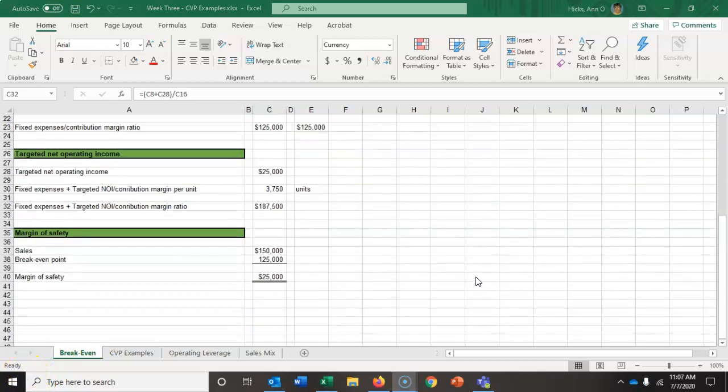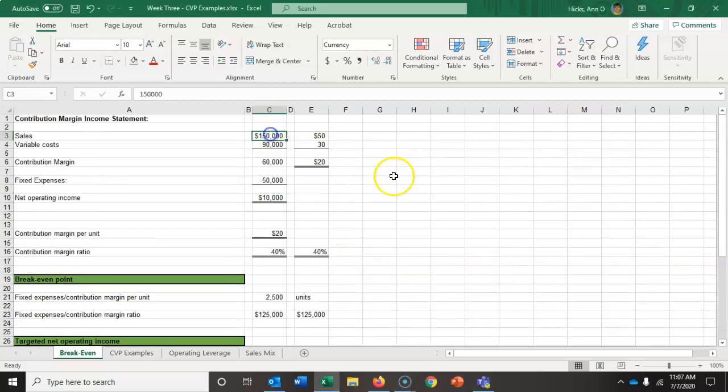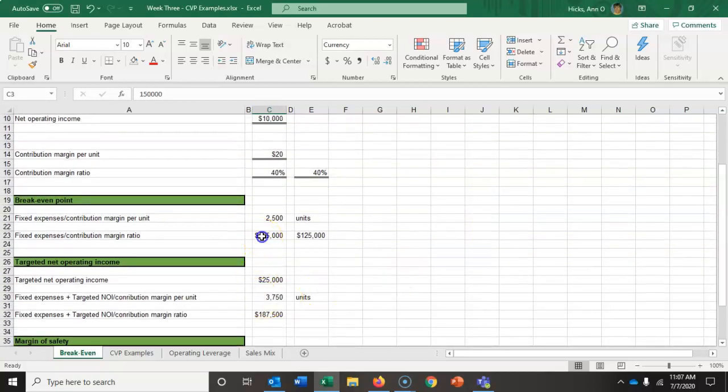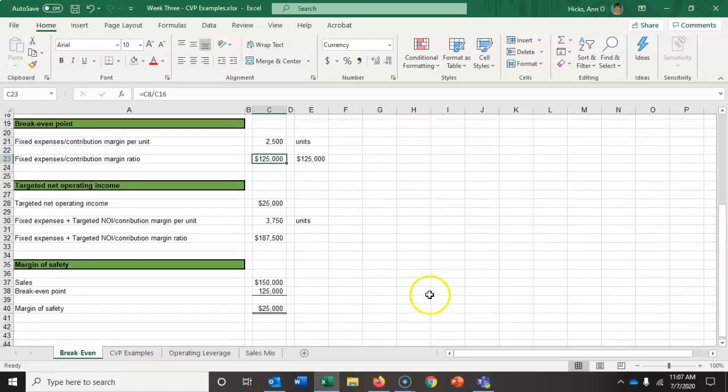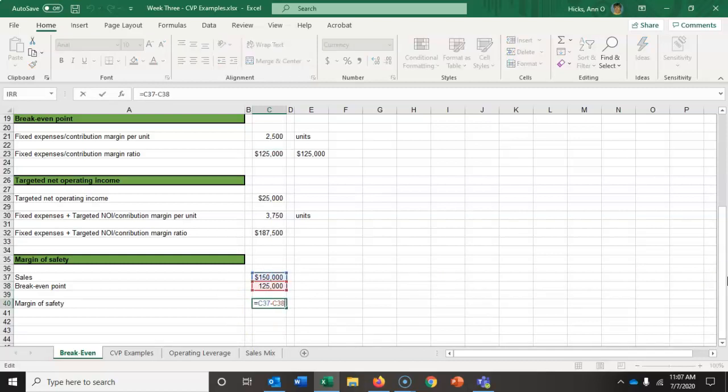One last concept before we leave this particular worksheet, and that is the margin of safety. The margin of safety is in essence the difference between your sales, whether they're actual or budgeted, and your sales at break-even point. So in our example, we are currently achieving sales of 150,000, and we calculated our break-even point as being 125,000 in sales. Therefore, the difference between those is our margin of safety, in this case, $25,000.